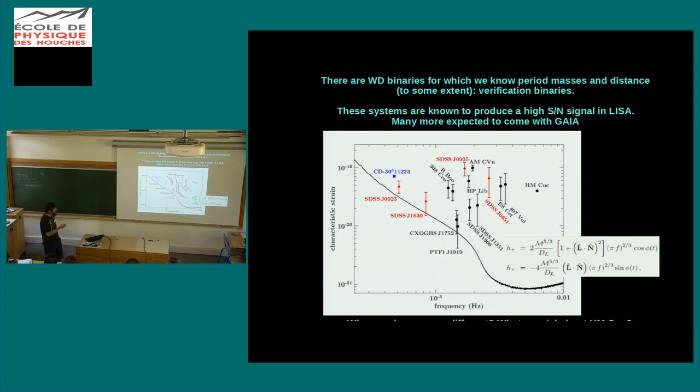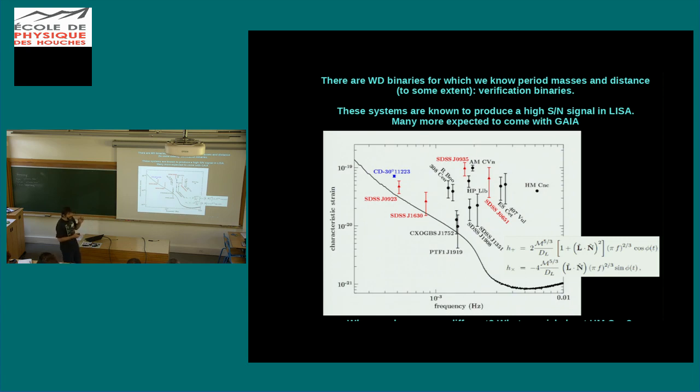And it's actually close enough that you can, I think, directly resolve the orbit of the two objects or something like that. So you know what the ellipticity of the orbit is, so you know the inclination exactly. So for this particular system, you essentially know everything. You know the masses, you know the distance, you know the inclination. So this is a perfect, what we call, verification binary.